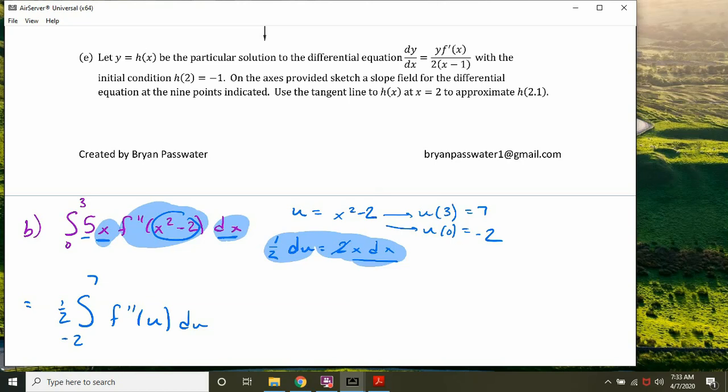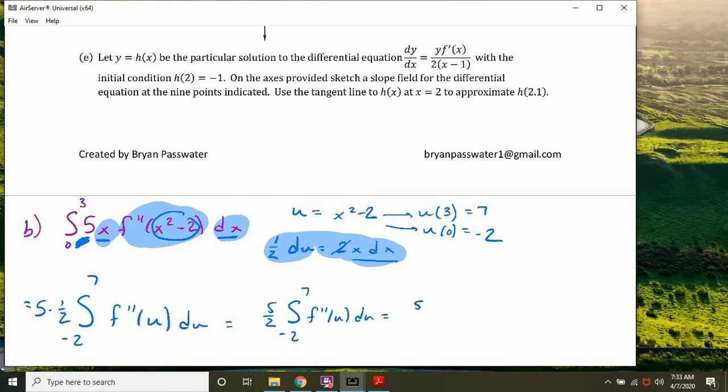The only thing that's left is that 5. I'm going to put that out front with the 1/2. Okay, and there we go. Chip away at this thing, put it together. So out front we have 5/2. I'm going to write it like that. Integral from negative 2 to 7 of f double prime of u du.